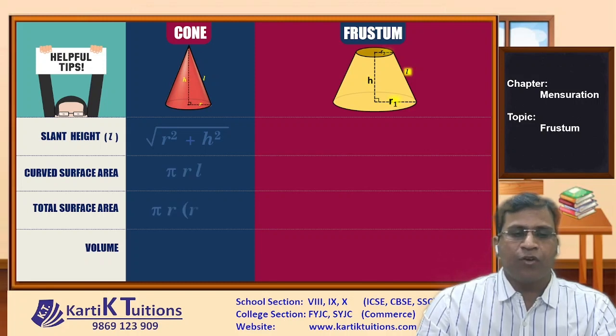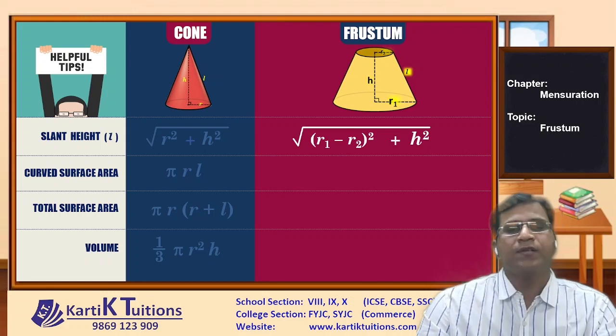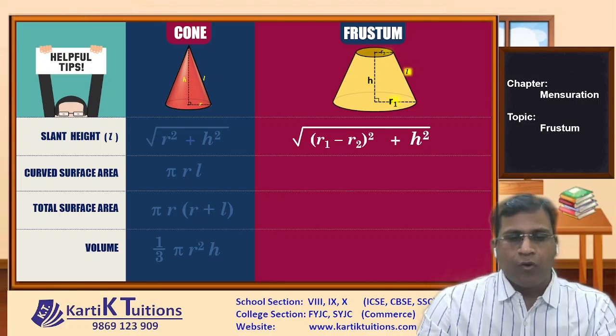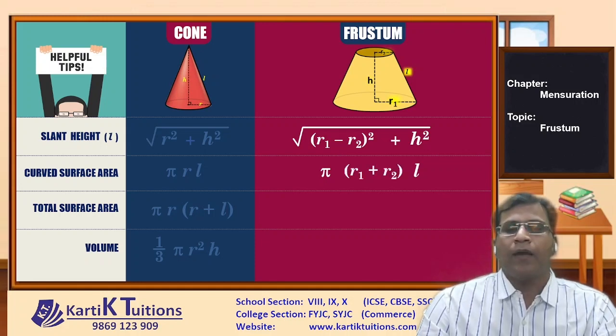Now see, I have mentioned all the formulas of cone. Now let's see how we can correlate it with frustum. Now slant height for the cone is root of R square plus H square. So now when we talk about frustum, here the formula becomes root of (R1 minus R2) the whole square plus H square. Now when we talk about curved surface area of a cone, it is pi RL. So when we talk about frustum, there will not be just one radius, there will be two radii. So instead of R, we are going to have pi into (R1 plus R2) into L.